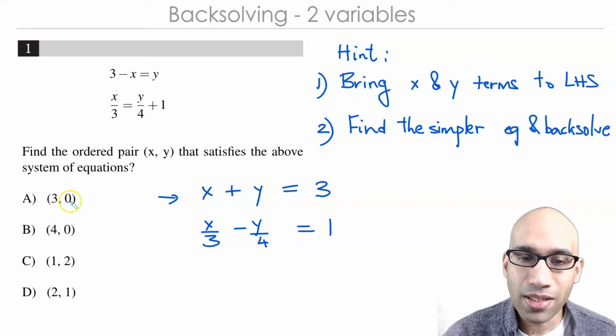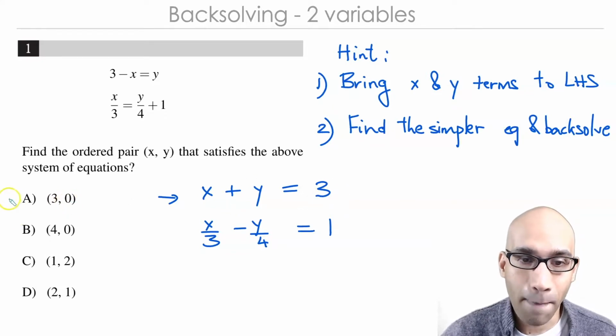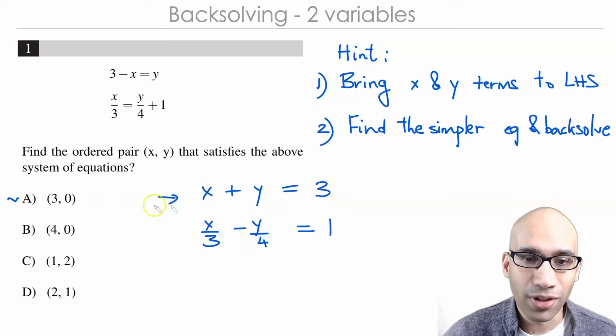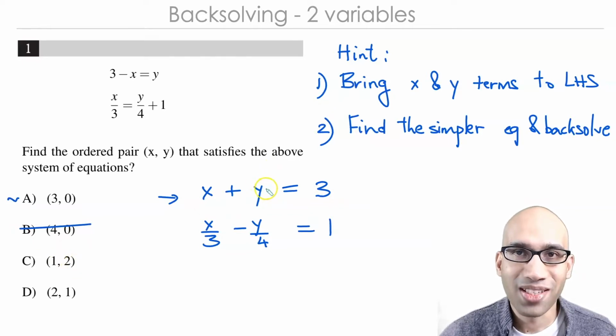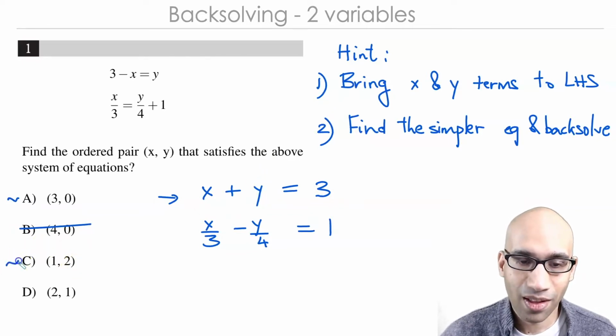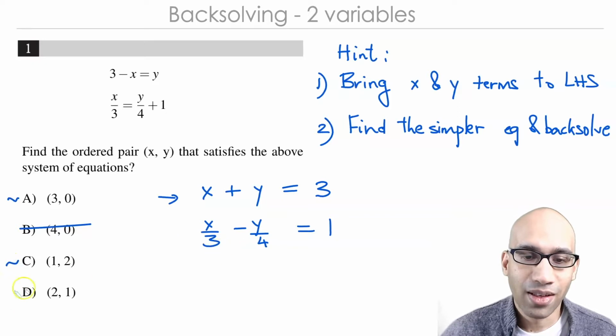You can see 3 plus 0 is equal to 3. So this might work because it works for this. We don't know yet if it's going to work for the other. 4 plus 0 doesn't work, so you can eliminate it. 1 plus 2 works. And 2 plus 1 works as well.